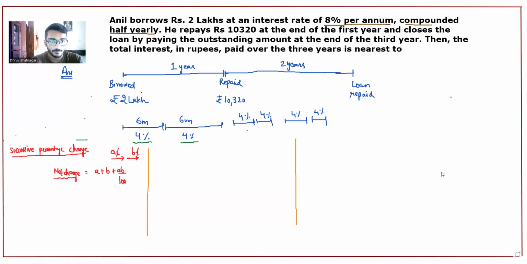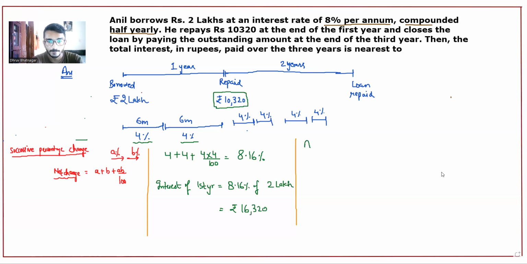I will use this technique to find the effective percentage change of 4 and 4. So I'm just using this concept here. 4 plus 4 plus 4 times 4 divided by 100. It would be 8.16%. So this is the effective rate of interest for the first year. I will use this to find the interest for the first year. That is 8.16% of 2 lakh rupees. That would be 16,320. So I have calculated this interest without calculating the amount.